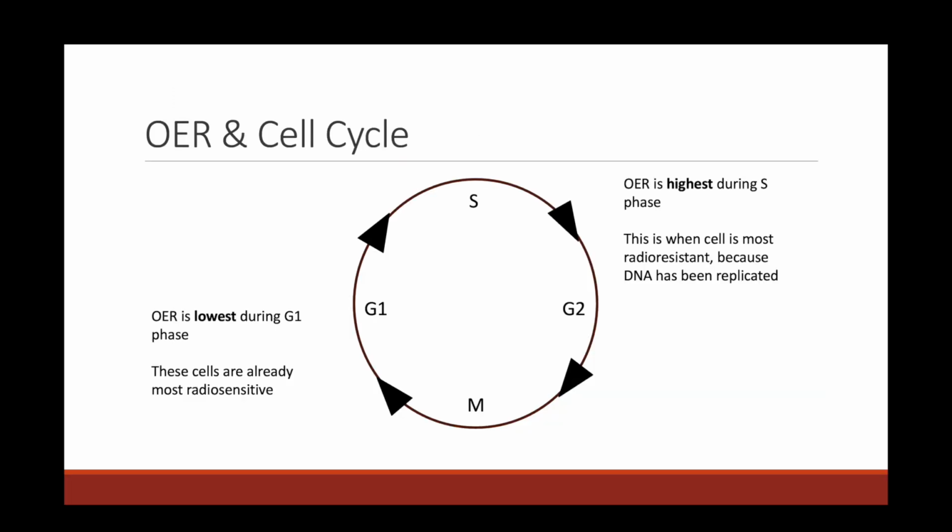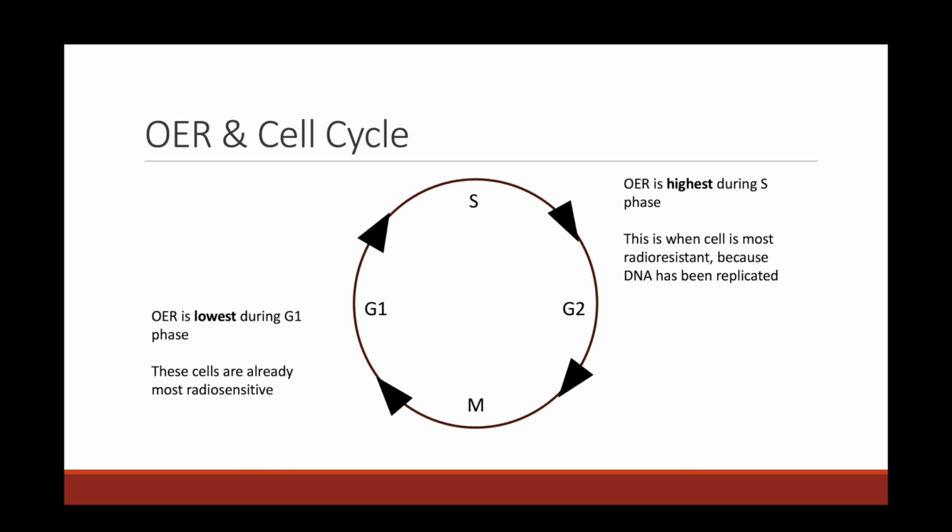Believe it or not, the OER actually differs in various phases of the cell cycle. Remember in our review portion, we mentioned that the cell is most radioresistant during S phase, because that is when the DNA has been replicated. So it's really late S, early G2 that the cell is most radioresistant. Well, believe it or not, that radioresistant phase is when the OER is the highest. And then when cells are more radiosensitive, they tend to be most radiosensitive in the M phase and also during G1 phase. The OER actually is lowest during the G1 phase.